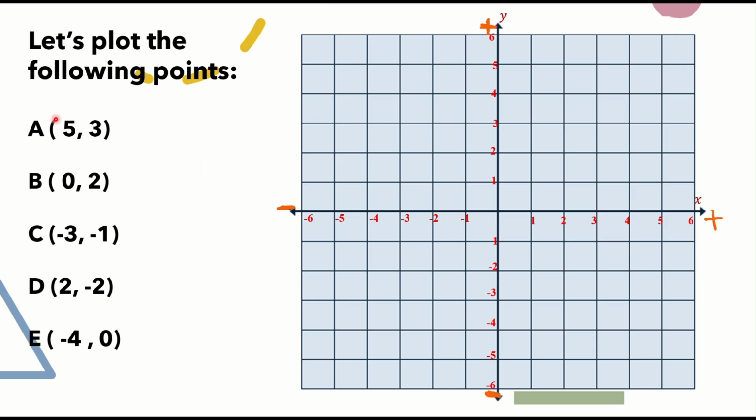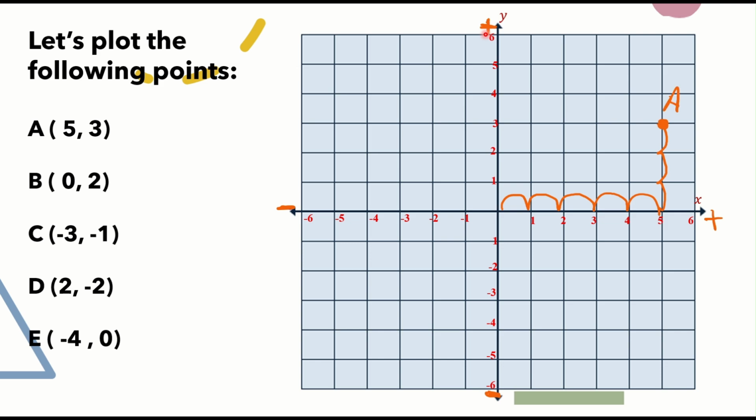When I look at A, I see that both numbers are positive. So if I look at 5, I know that I'm going to move to the right 5 on my x-axis. 1, 2, 3, 4, and 5. My y is also positive. So again, this is why it's also important to label. I know that if I go up on my y-axis, that is a positive. So I'm going to go up 3. 1, 2, 3. And that will be my point A.